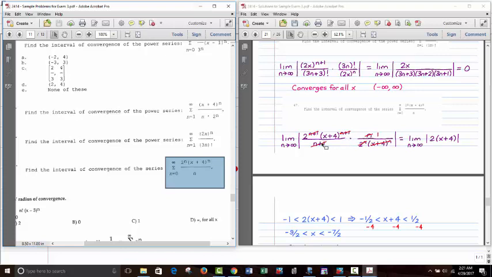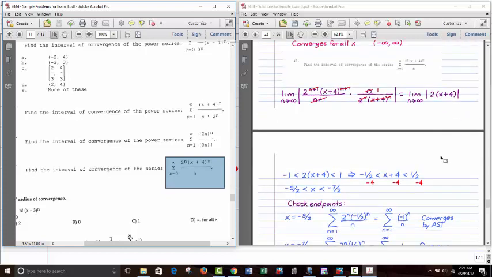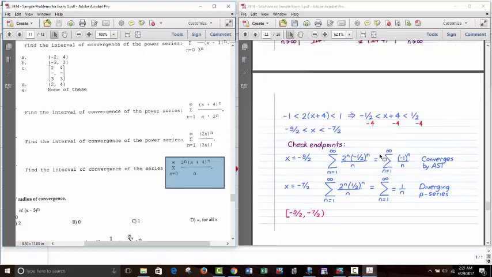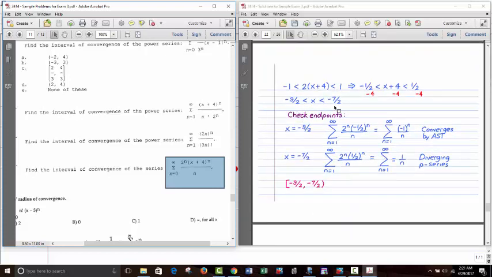n and n plus 1 will cancel by limit rules. You'll have a 2 left here and an x plus 4 left here. So you have 2 times x plus 4. Put it between negative 1 and 1 and solve. So you divide by 2 to make it halves, and then subtract 4 from everywhere. So you have negative 9 halves to negative 7 halves.